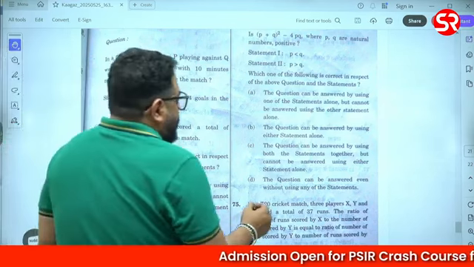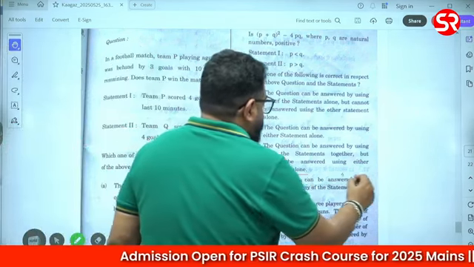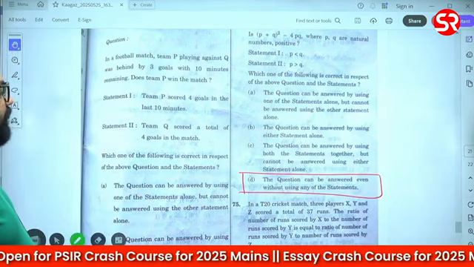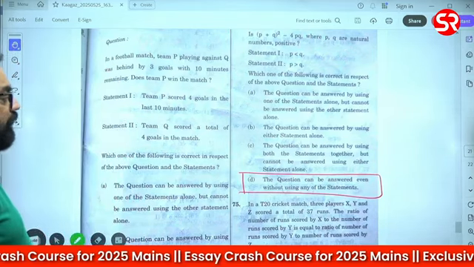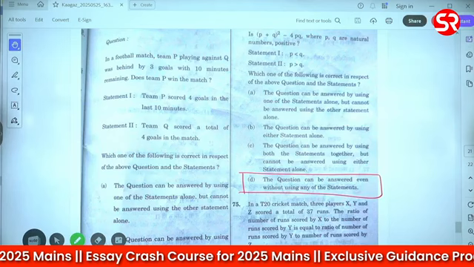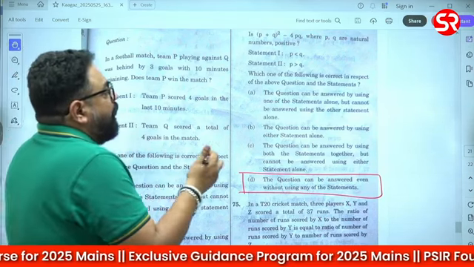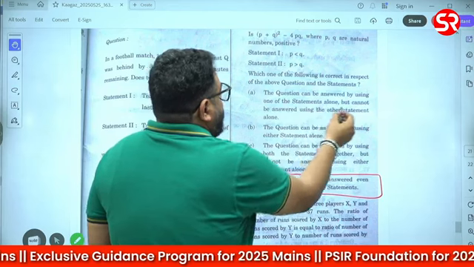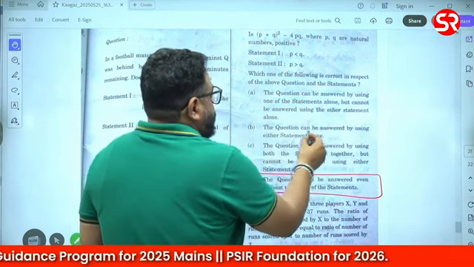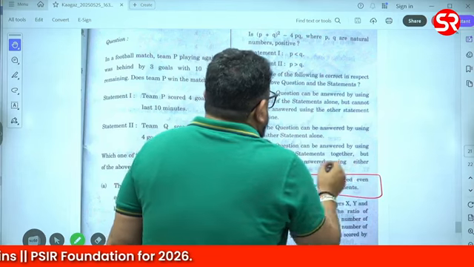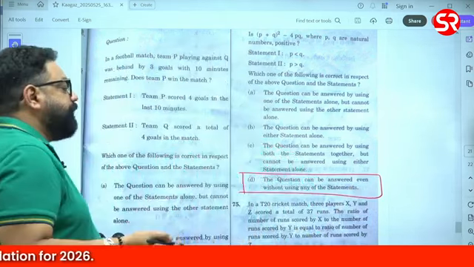Now he says the last option of data sufficiency: the question can be answered even without using the statements, or using one of the statements, but cannot be answered using one of the statements alone, only using both the statements together.